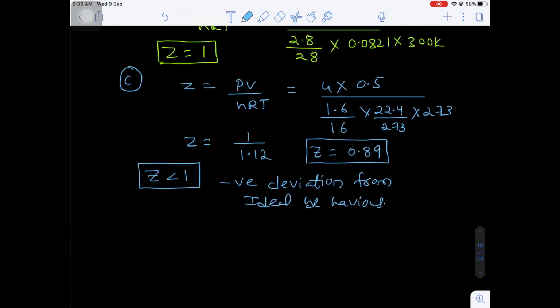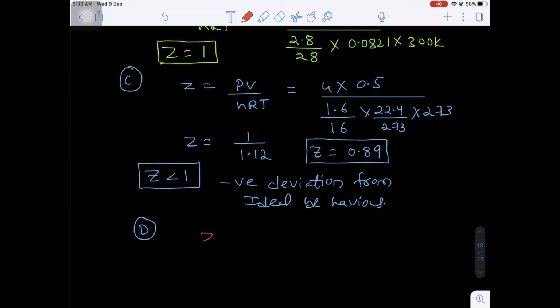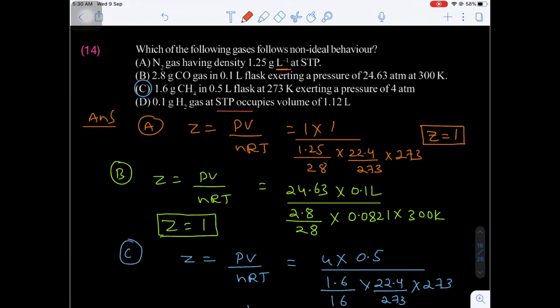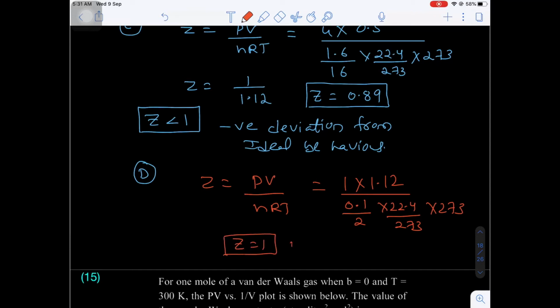Okay, if you want to calculate the D option, you can find the compressibility factor in the D option. Again we are calculating the compressibility factor, that is Z is equal to PV by nRT. Here pressure is given 1, STP condition 1 atmosphere, and volume here 1.12 liters, divided by number of moles, not given, mass upon molar mass. Hydrogen molar mass will be 2, R value 22.4 by 273, into temperature, given here 273. So again you will get the compressibility factor Z is equal to 1.